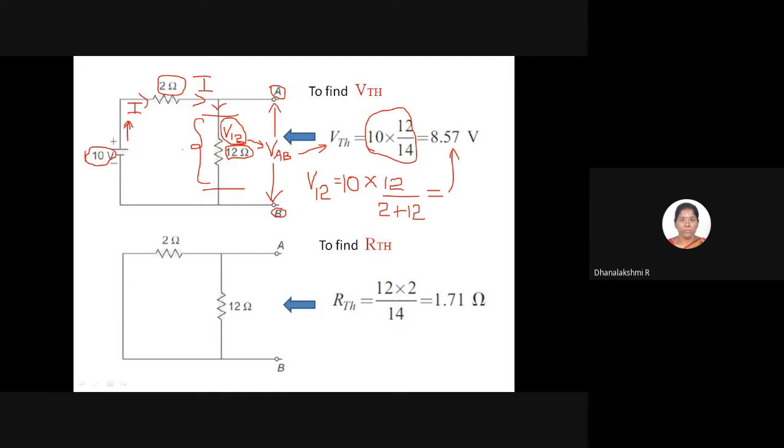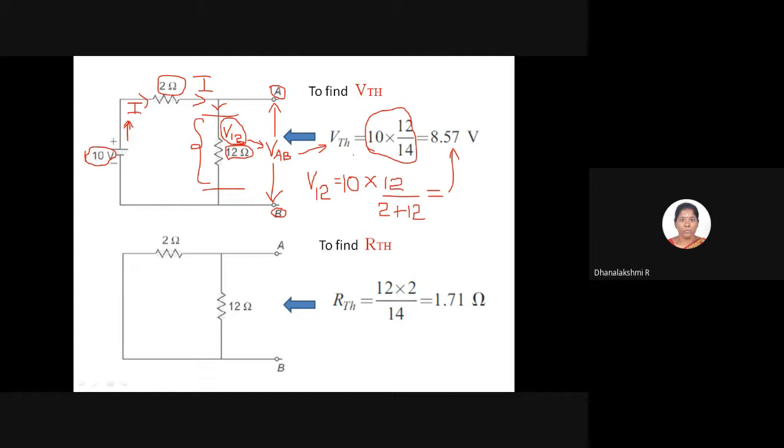So in order to find the voltage across 12 ohm, we can use the voltage division rule, where we know the formula: the total voltage into the resistance at which you want to find the voltage, divided by the total resistance. So 12 is the resistance where we want to find the voltage. Therefore 10 into 12 by 2 plus 10, that is 10 into 12 by 14, will give you 8.57 volts.